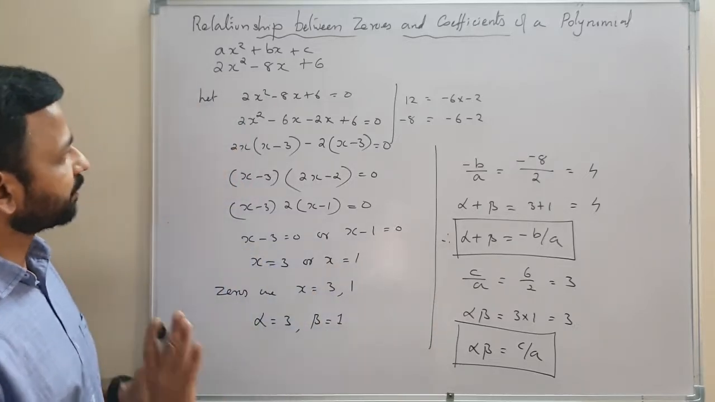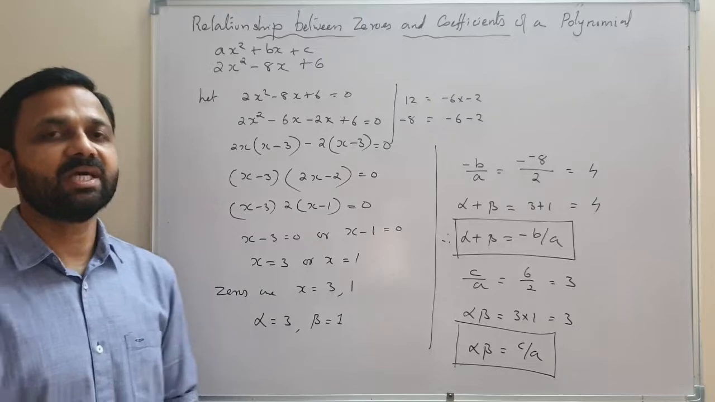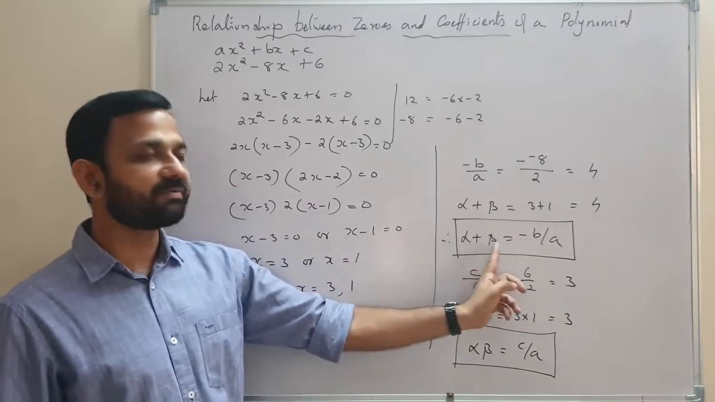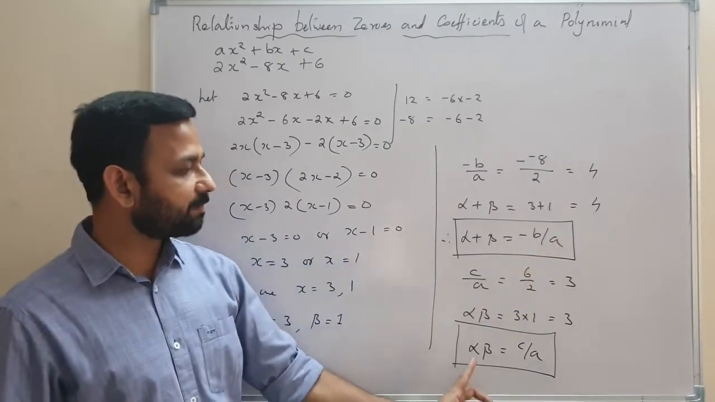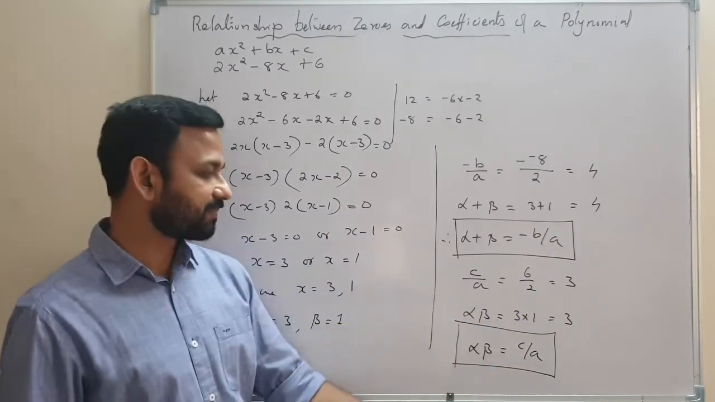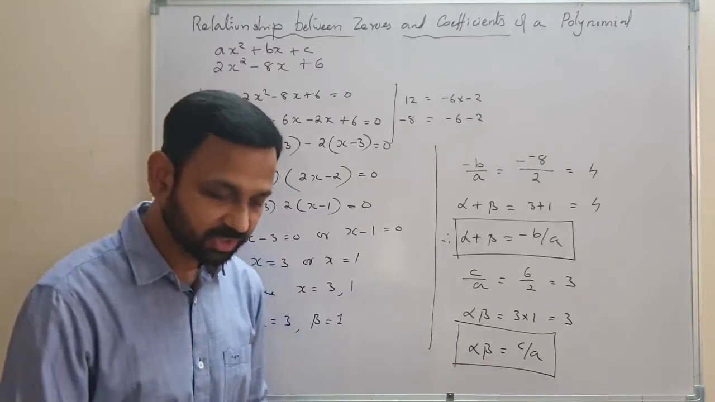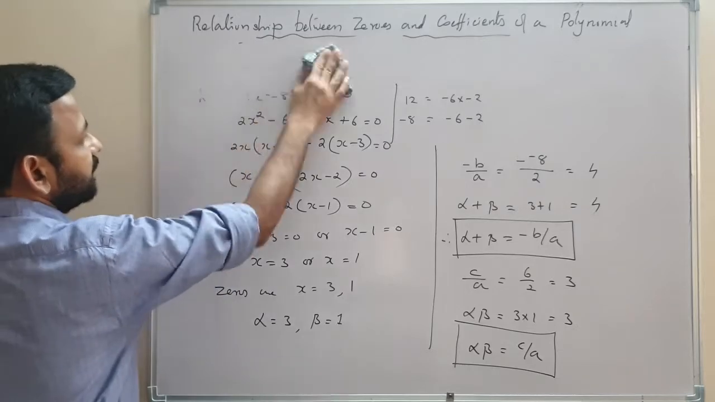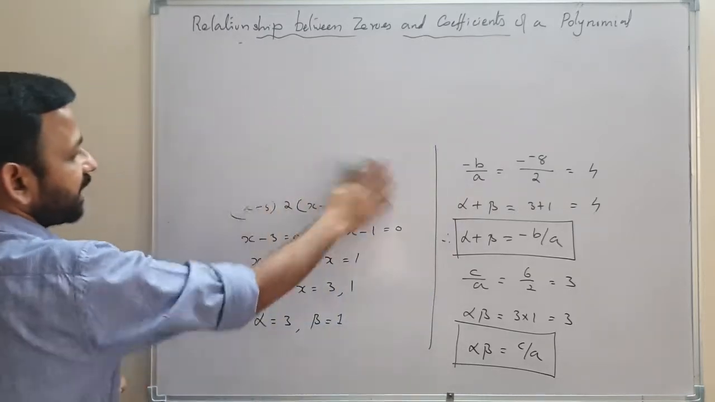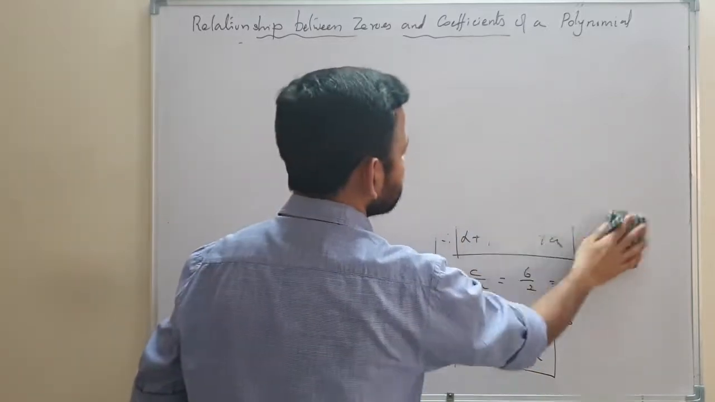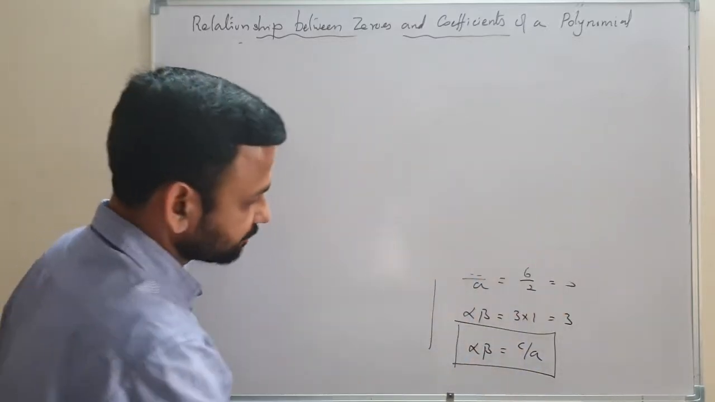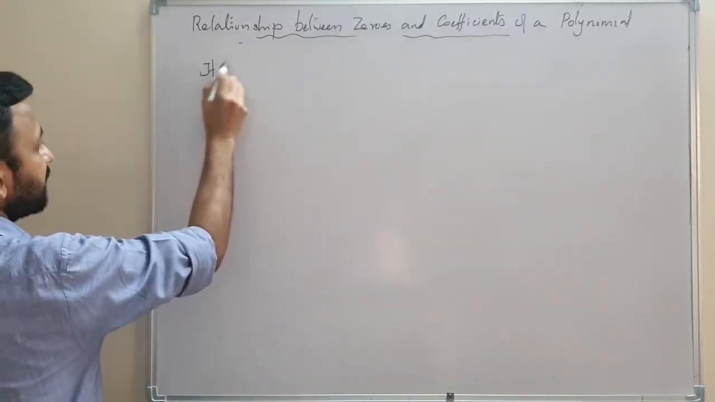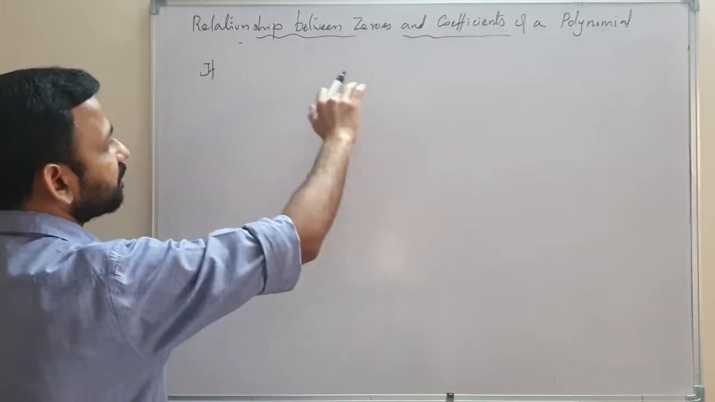So when we take any polynomial ax square plus bx plus c, then the sum of the zeros is equal to minus b by a. Sum of the zeros is alpha plus beta, equal to minus b by a, and the product of the zeros, alpha into beta, is equal to c by a. So we can write the result here: the relationship between zeros and the coefficients of a polynomial.